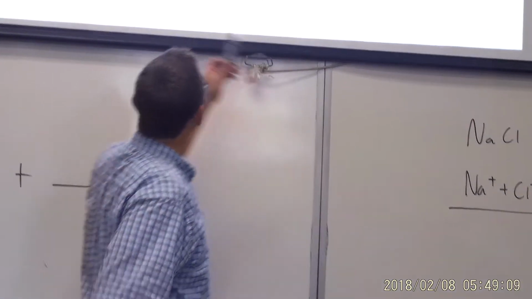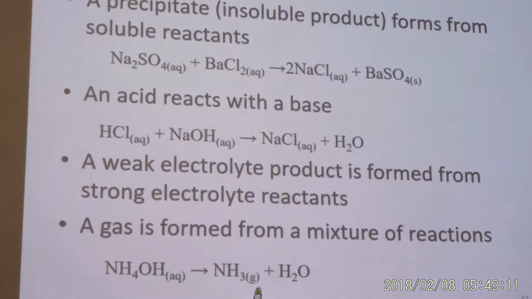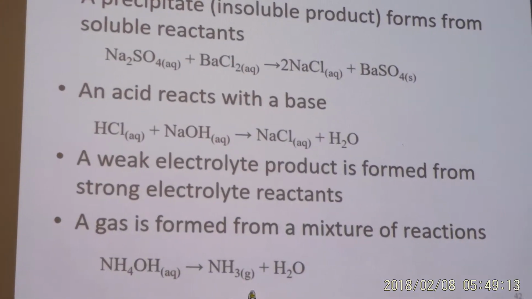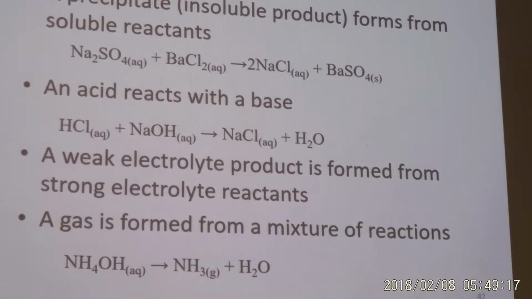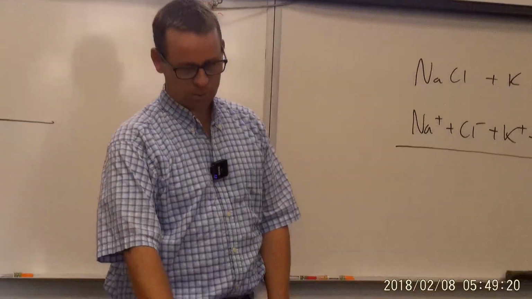There are also reactions where a gas is formed. We're not going to focus on that much because it's kind of on the fringes, but it is also a way that chemical reactions can occur.